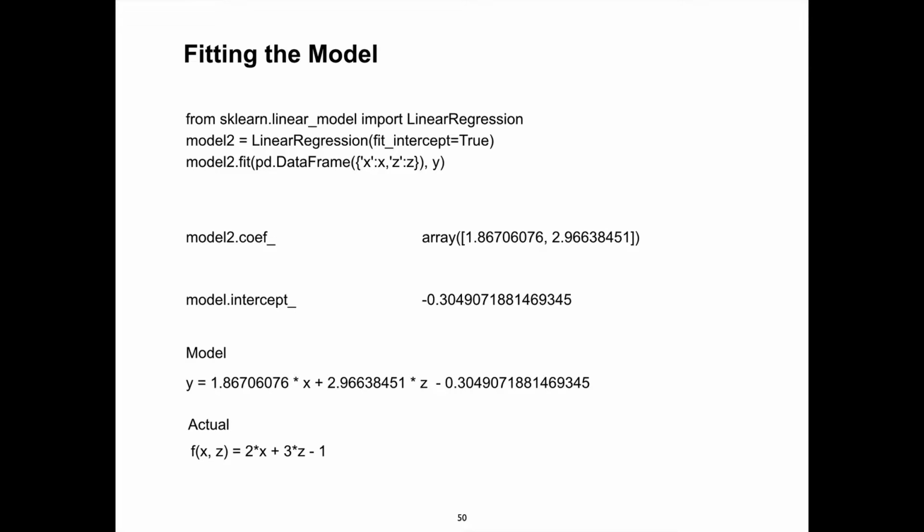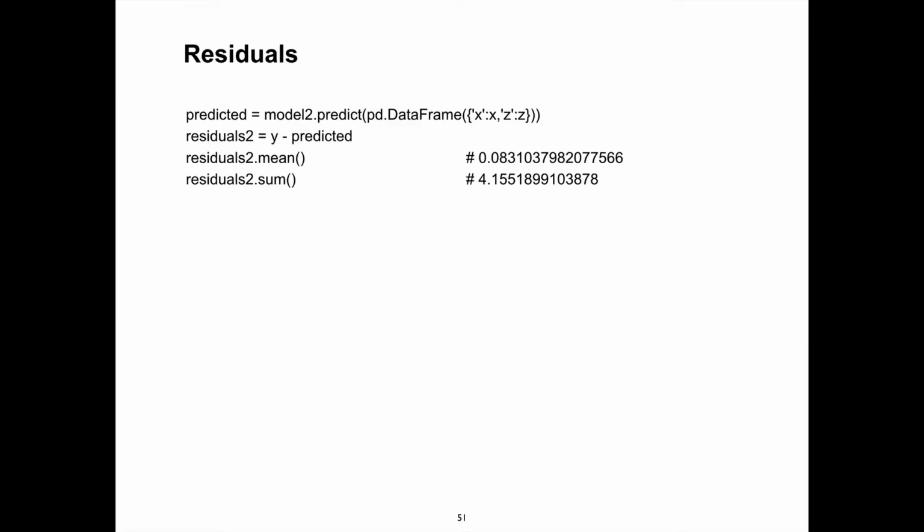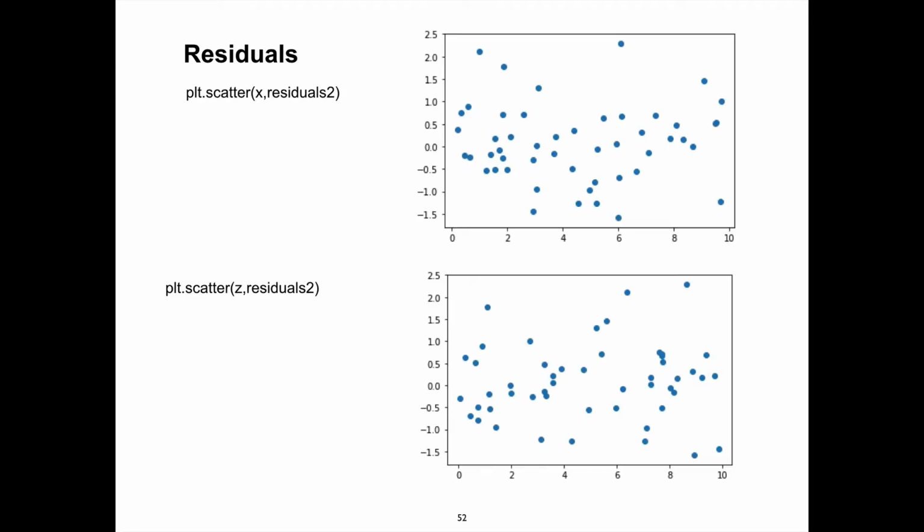So the coefficient is not very good, right? It should be -1 and it's 0.3. 2.9, that's pretty good. That's 3, and then the 2 is 1.86. That's not as good as it was before. But it's basically the same process, right? Then we can look at the residuals. The mean is pretty close to 0. The sum is not so great, right?